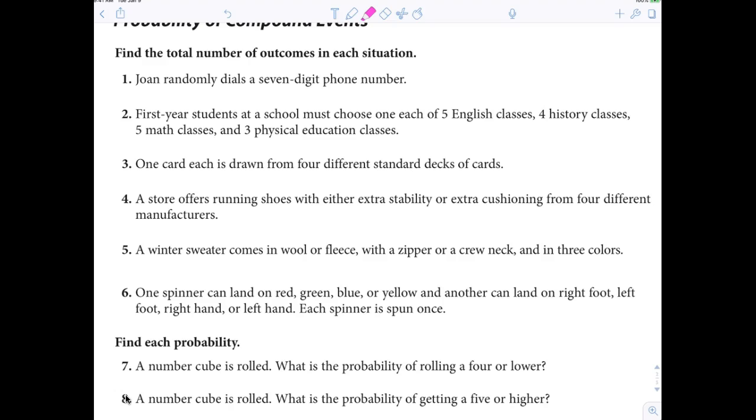So if I randomly dial a 7-digit phone number, how many different phone numbers would there be? I feel like I'm wrong. No, go ahead. It's okay. There's 7 possibilities. Or not 7, there's more than that. It's all the different. Yes, exactly correct.